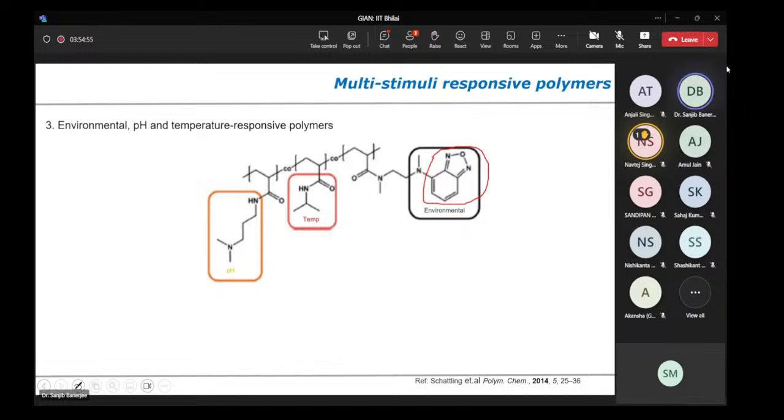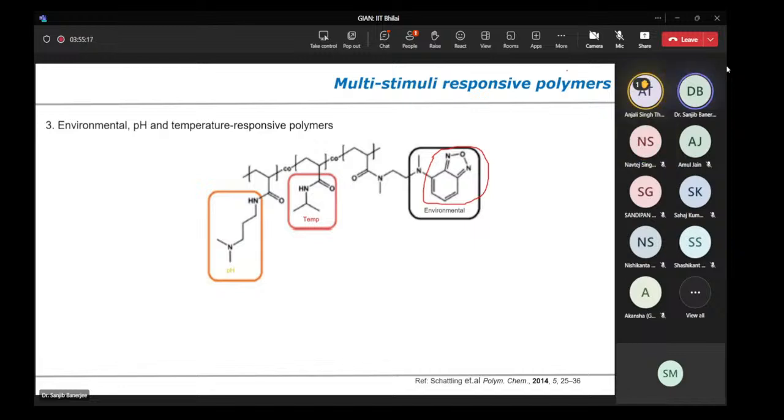Okay, so there is a query. Let me see who has raised the hand. Just give me a minute. Okay, there are two hands basically. Anjali, you can go ahead first. Sir, can you give any other example of environmental responsive?